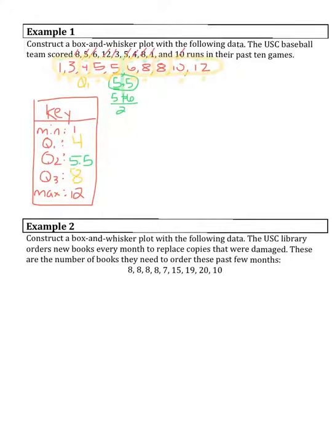Okay, so we have our 5 key values. We're going to make a number line. We're going to try to evenly space our numbers. You don't have to start at 0. You can if you want to. In this case, we need to at least show as low as 1 and as high as 12. So I'm just going to start at 1 and go to 12. Since it's 12 tick marks, I can probably do them all out.